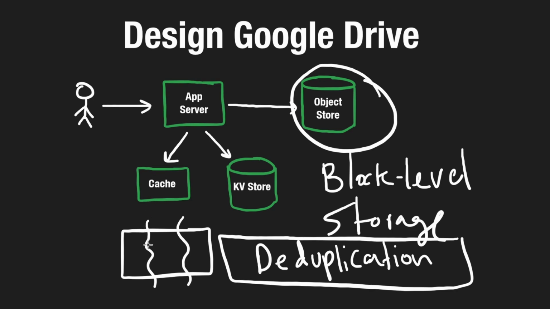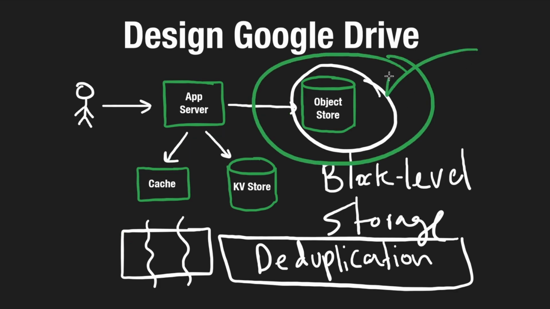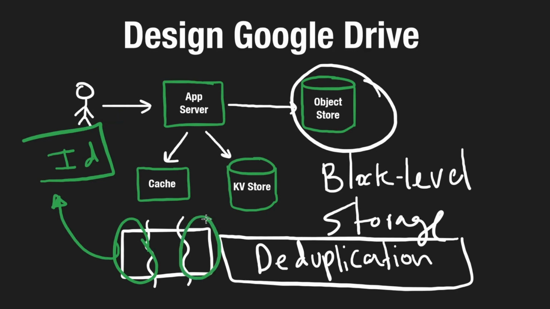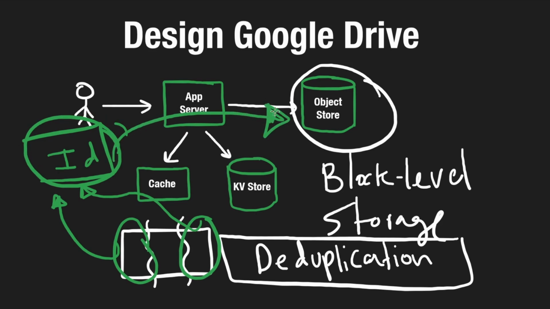Now, an important question is, how do you actually know if a block is being stored multiple times? You would, in the worst case, have to go through the entire object store and actually read the content of every single block. Is there an easier way to do so? Well, maybe if we can create a unique ID based on the content of every single block, so that if another user uploads the same block in a different file, when we create the ID from that block, we get the same ID, and then we would know it's already been stored because that ID is probably being stored in our KV store, and that ID is what's being used to reference the block in our object store.